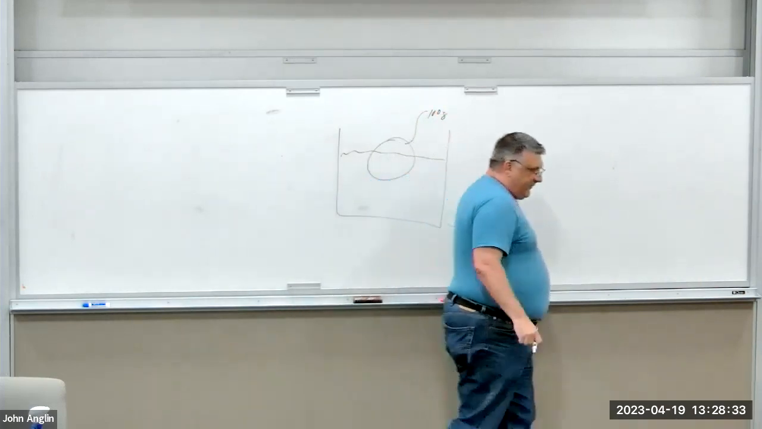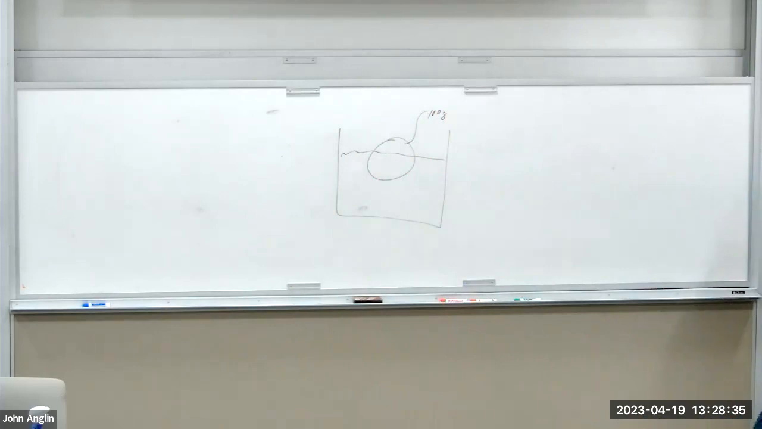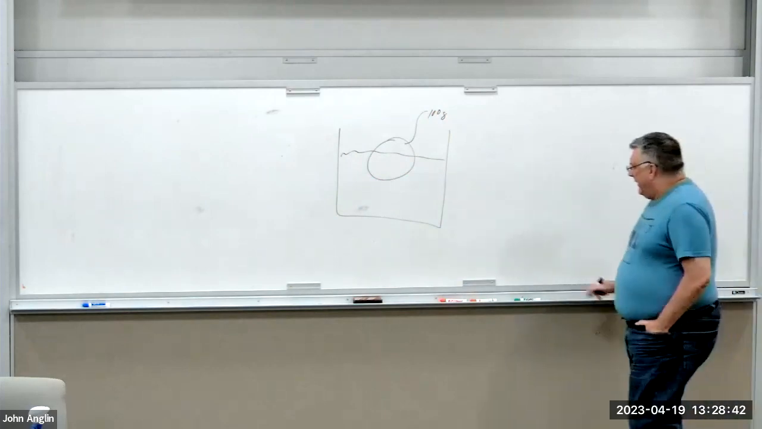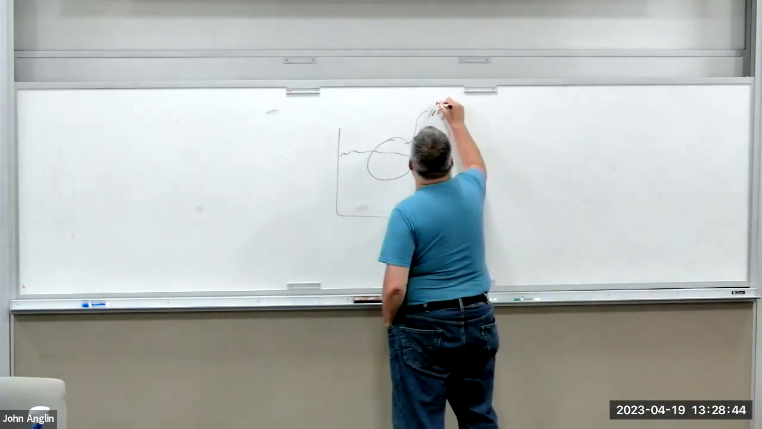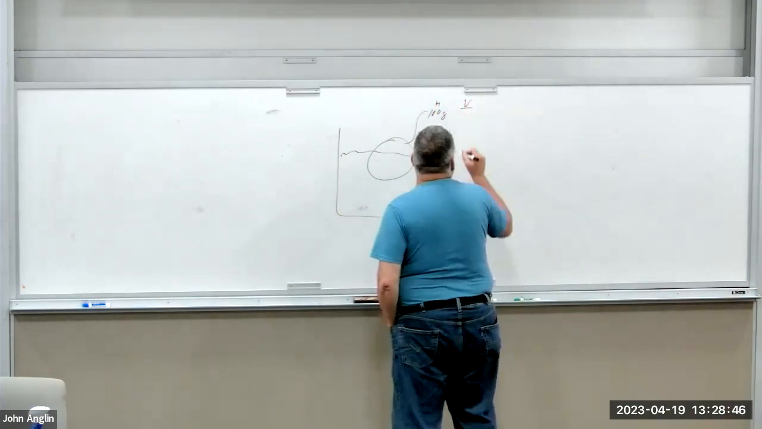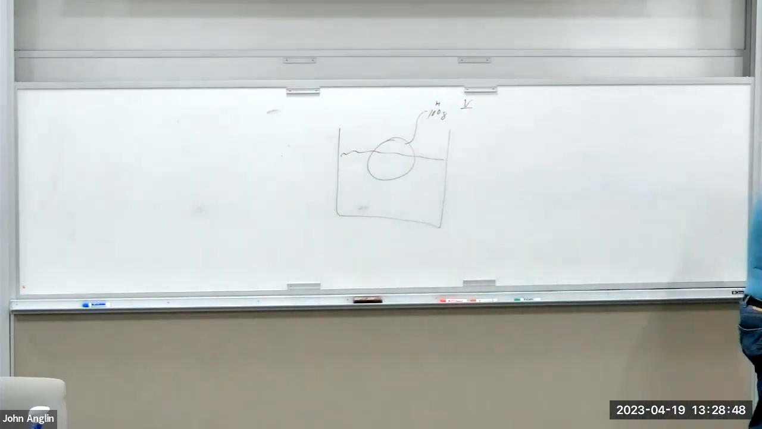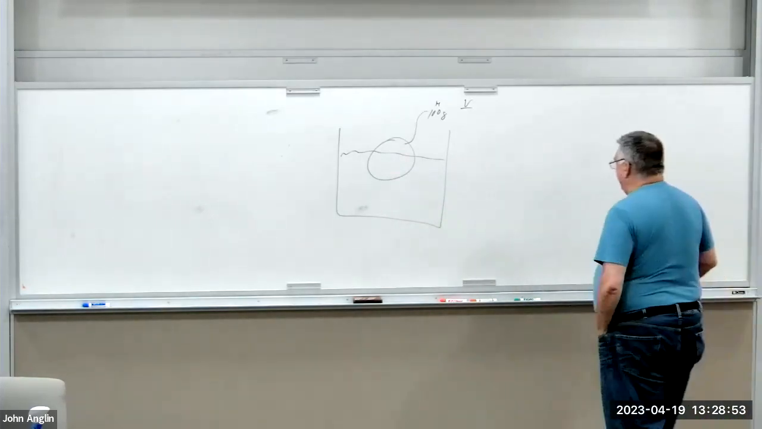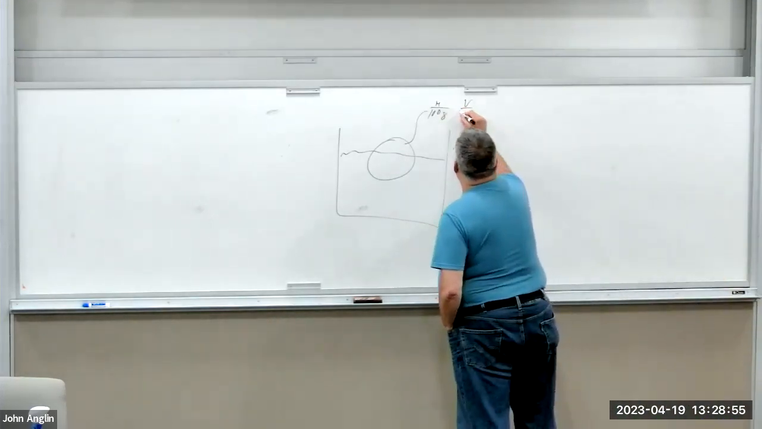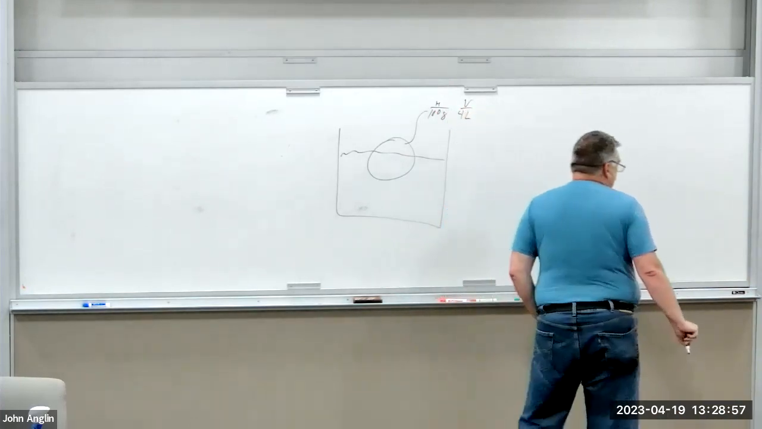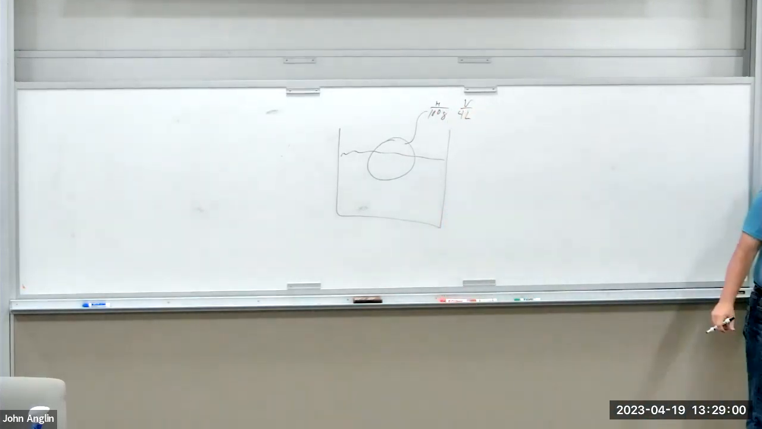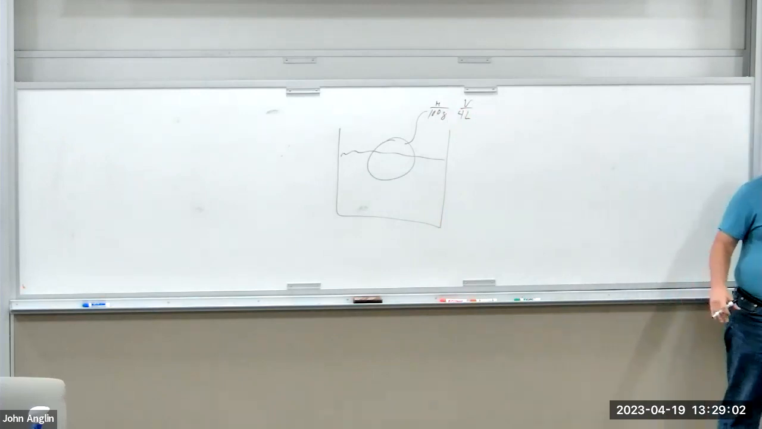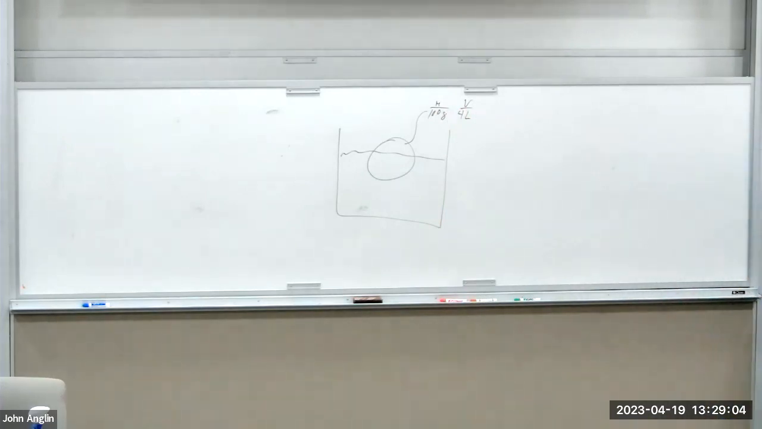So here's our basketball floating in water. And it's got a mass of about 100 grams. And let's say its volume is about 4 liters. So think of a 3-liter Pepsi bottle, right? So a little bit bigger than that. It's the volume of air.